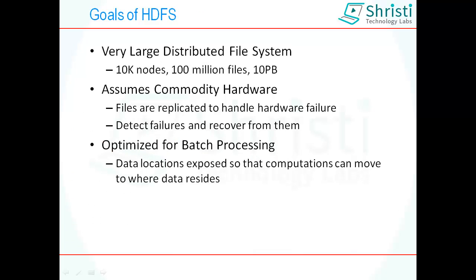So the goals of HDFS are storing a large number of big files on commodity hardware. You don't want to buy special hardware, like Sun machines. It should be able to take care of failures and recovery. Replication should be handled, and it's meant for batch processing.